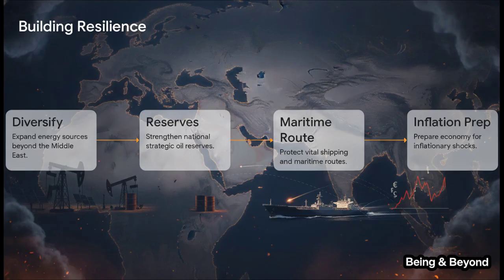Survival in this volatile era requires active, multi-layered resilience. India and nations with similar geopolitical footprints must aggressively diversify their energy supply chains, reaching far beyond the Middle East to secure steady flows. Simultaneously, they've got to strengthen domestic strategic petroleum reserves to absorb sudden supply shocks. Naval capabilities must be optimized to protect critical maritime trade routes and ensure absolute freedom of navigation. Finally, fiscal policymakers must preemptively prepare the domestic economy to weather the inevitable inflationary shocks.